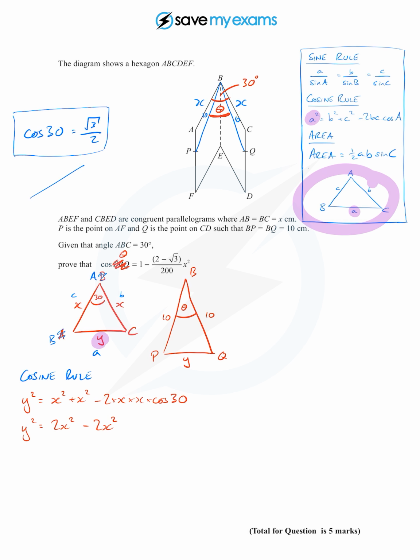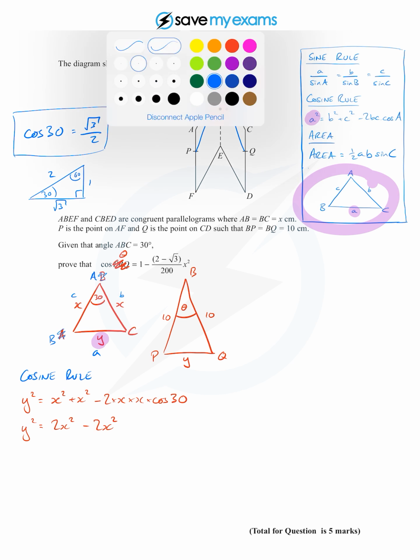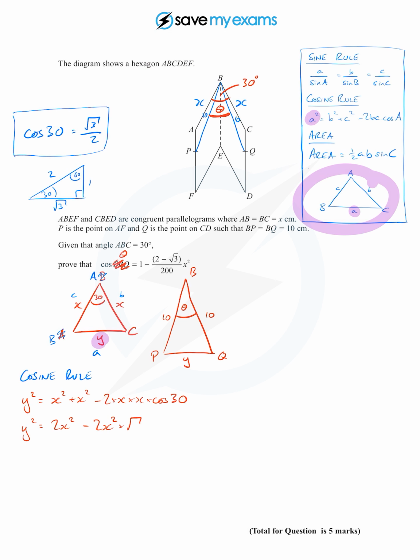Well, if you remember the old 30, 60, 90 triangle, the only thing you have to remember is that sine 30, so the opposite over the hypotenuse, is a half. A little bit of Pythagoras, and the other side is root 3. That's difficult, but it's a way of remembering it. So cos 30 is root 3 over 2.